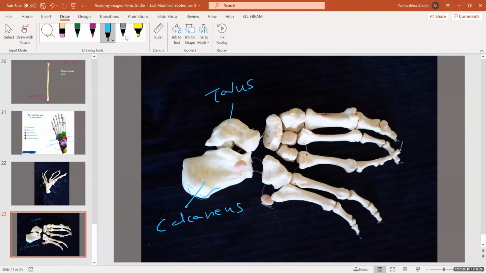Articulates with talus, half moon, navicular. Articulates with calcaneus, cuboid, cube-like. And then of course the three cuneiforms. I'm just going to use a different color for them. Three cuneiforms.